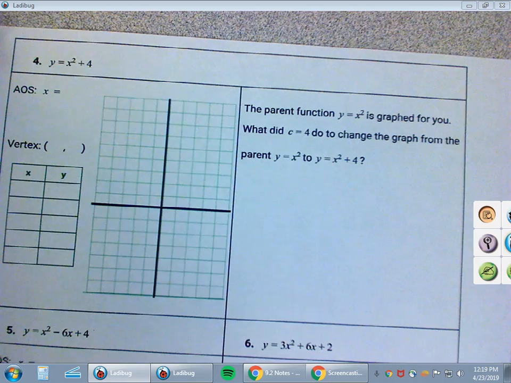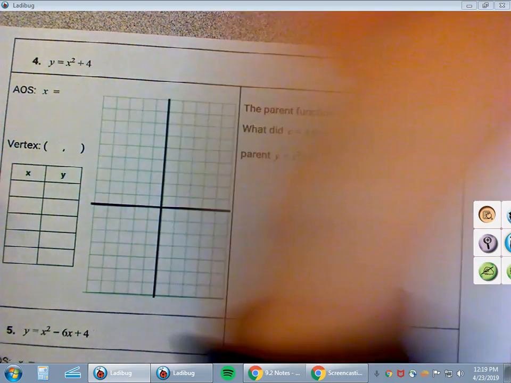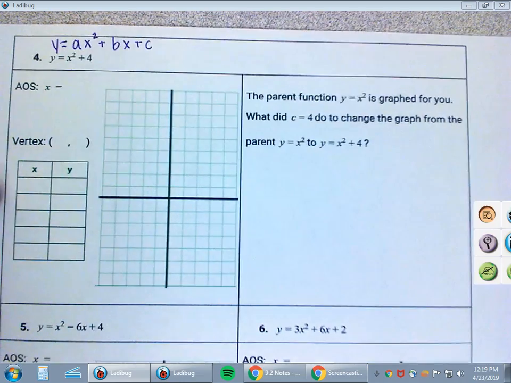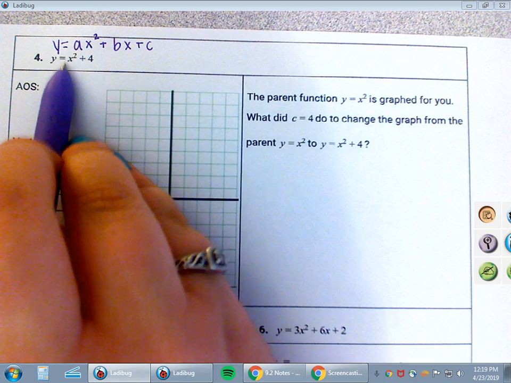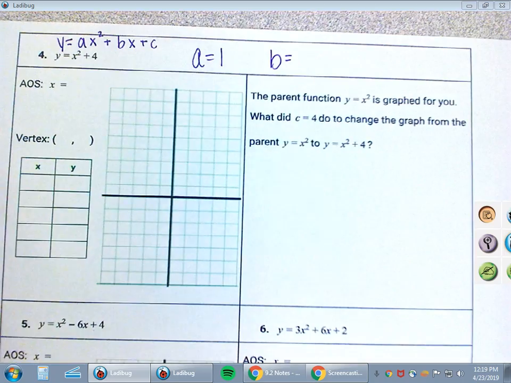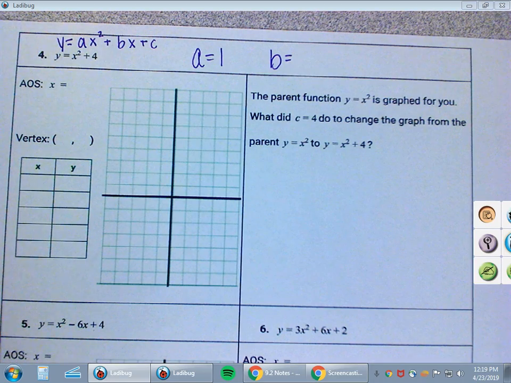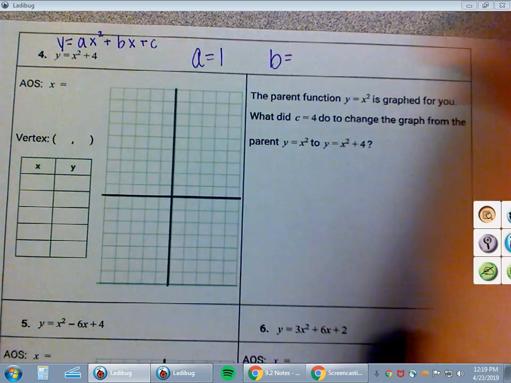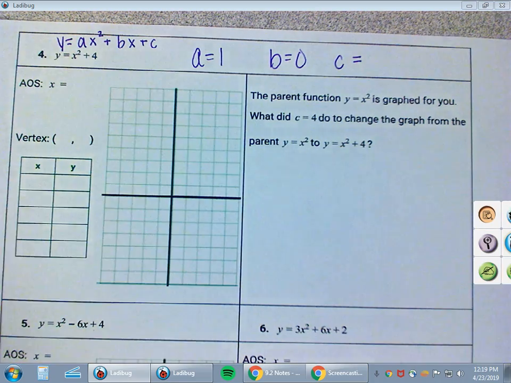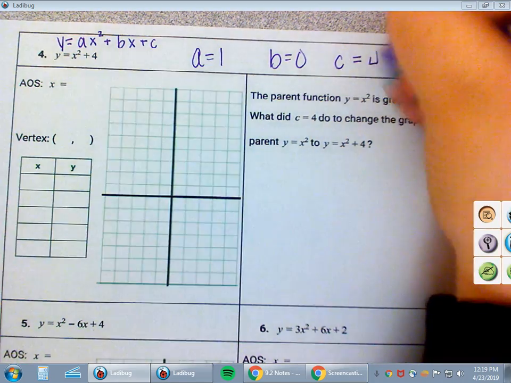Let's look at this equation, y equals x squared plus 4. So let's think about our A's, B's, and C's. Remember, our standard form looks like this. We have an A value because it's in front of the x squared. Our A value is 1. Our b value goes with the x term, which we don't have a regular x term, so that's 0. Our c value we do have in this case, that's c equals 4.